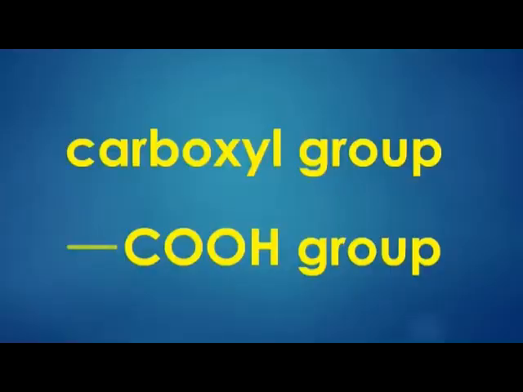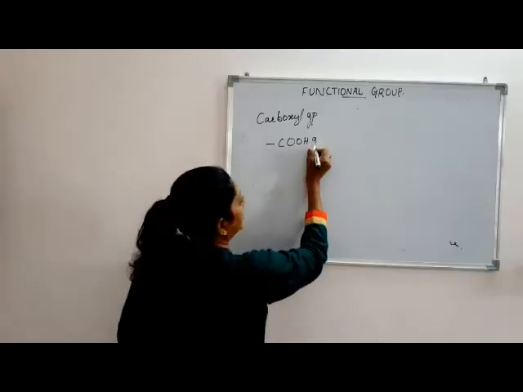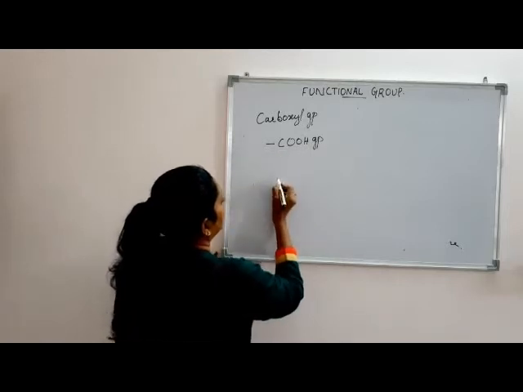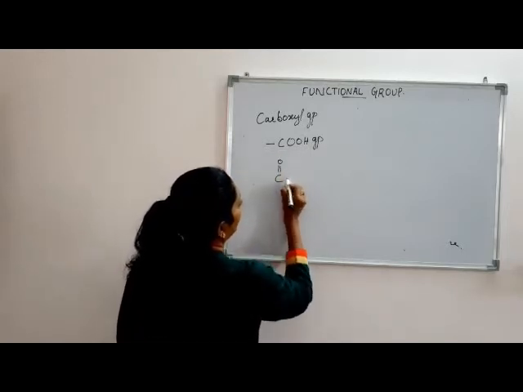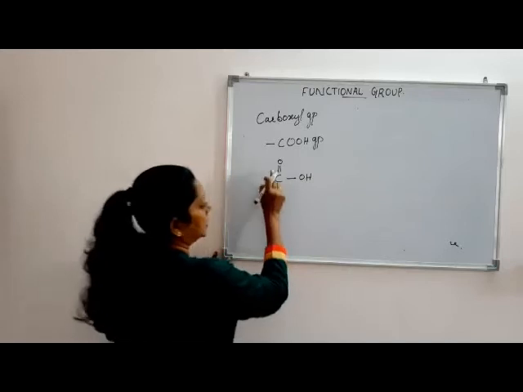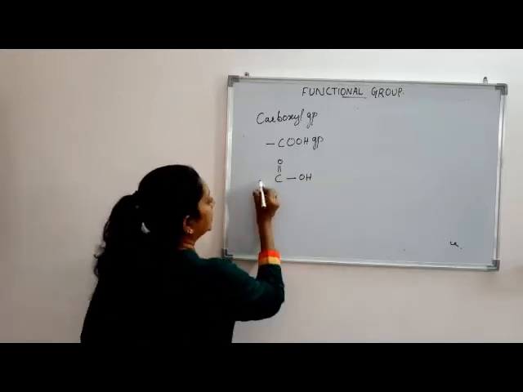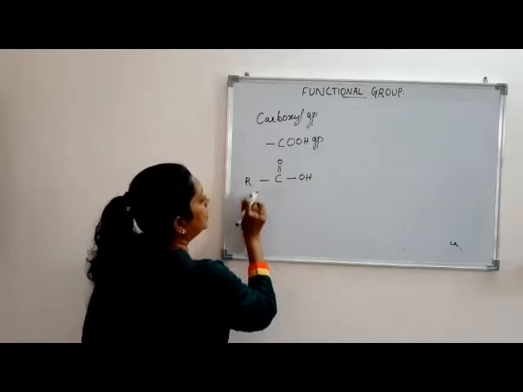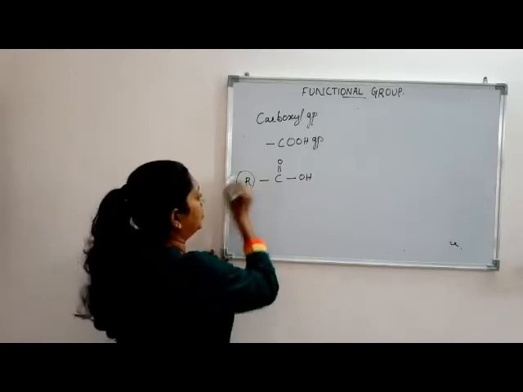And the next functional group is carboxylic acids and the group is called carboxyl group. That is COOH group. The structure of this group is C double bond O and here is an OH group. So 3 valencies are satisfied and with this 4th valency it is attached to a hydrocarbon chain. This is the alkyl part.